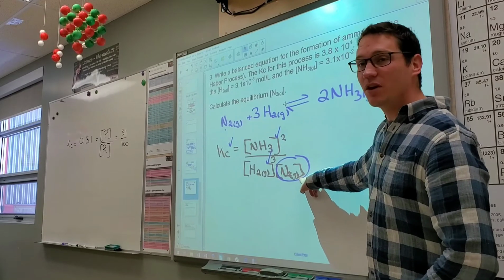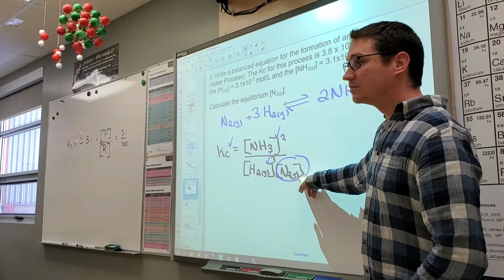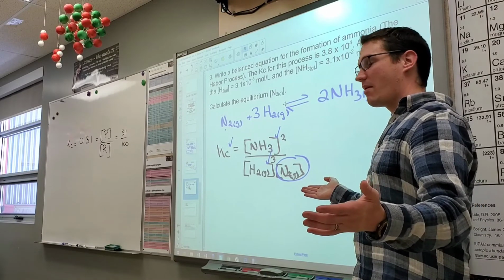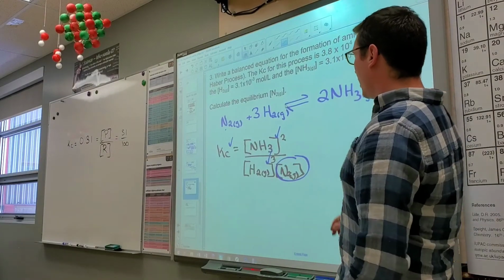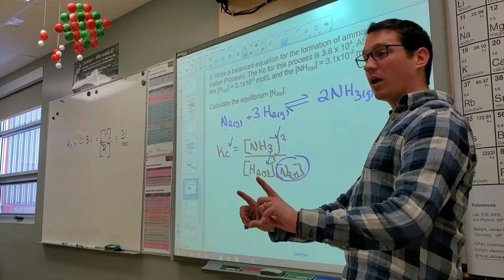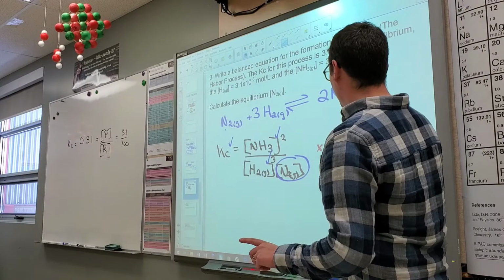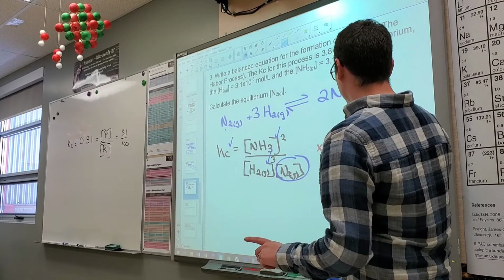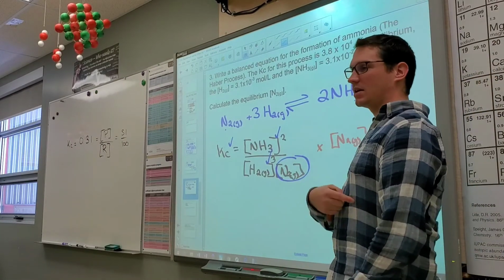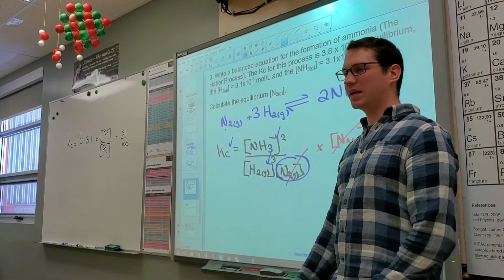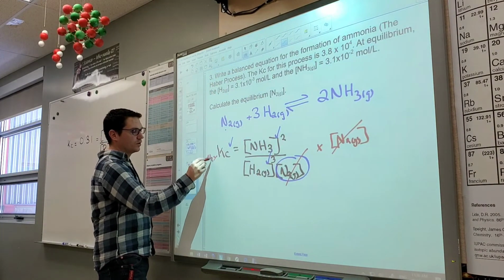So how do I get nitrogen all by itself? How are you going to do that? Multiply both sides by nitrogen, divide both by Kc. Okay, so what we're going to have to do, we're going to have to take this expression, and because nitrogen is in the bottom of a fraction, that's not good, right? So we're going to have to multiply by the nitrogen concentration. Would you agree it disappears from the entire right side of the equation, right? They cancel. But because we did that over there, we got to multiply by nitrogen over here.